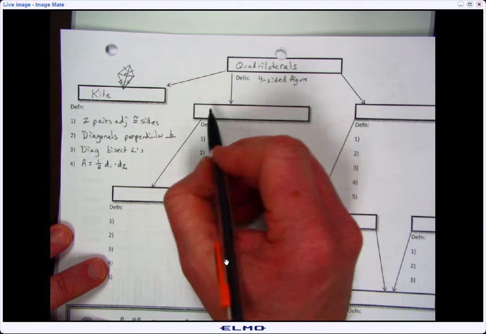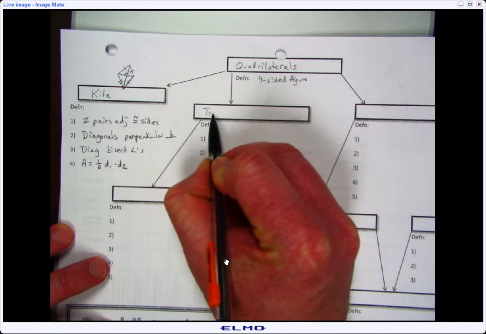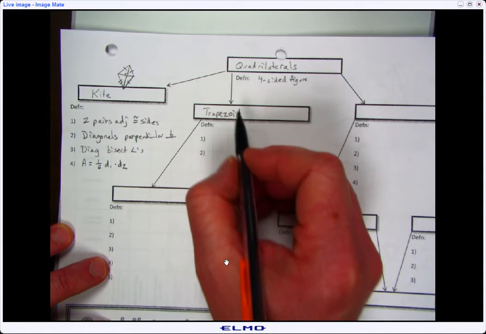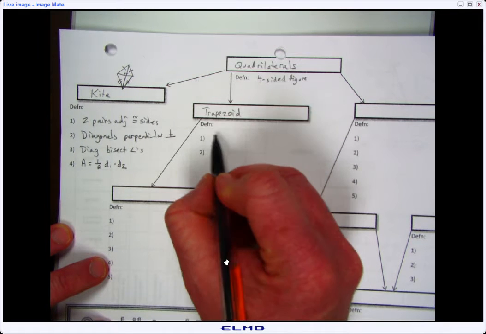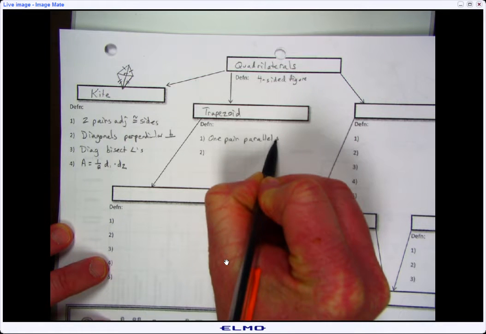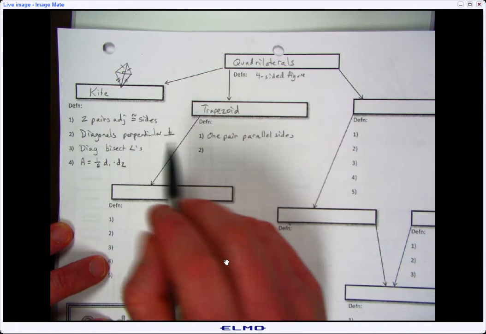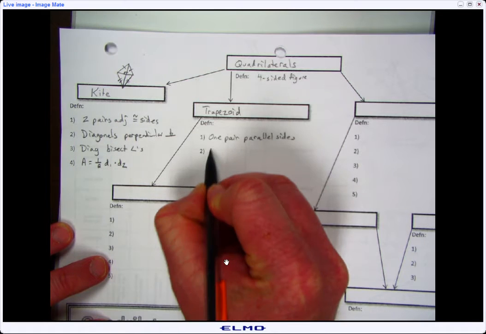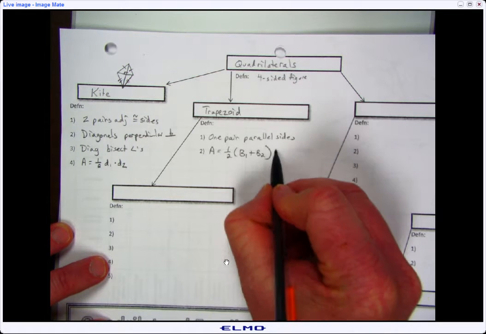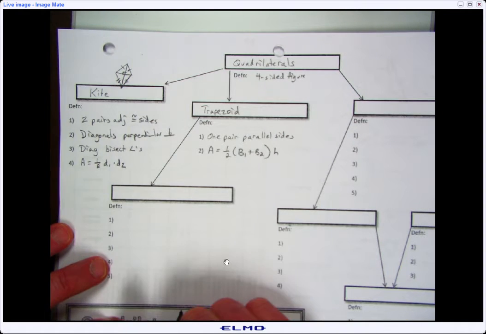Another category, the ones that you probably didn't cover as much in detail when you were a little kid, would be the trapezoids. You knew what they were, but only one pair of parallel sides. Exactly one pair. So if you have two pairs, it goes into a different category. Area of a trapezoid, you add the bases, divide by 2, which means you're taking the average of the bases and multiplying times the height. Again, we'll do some of the more specific area problems.